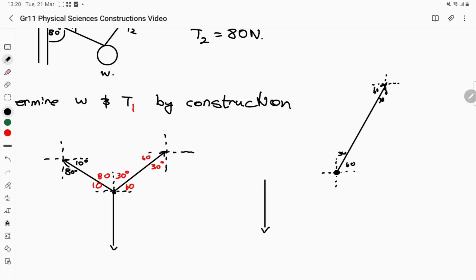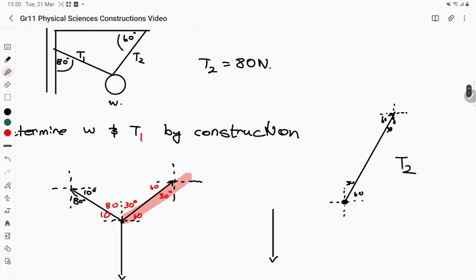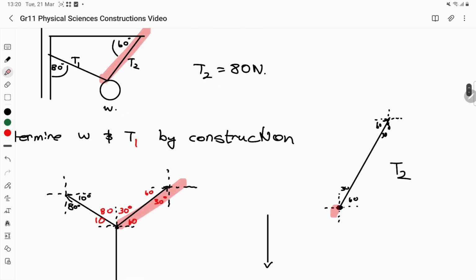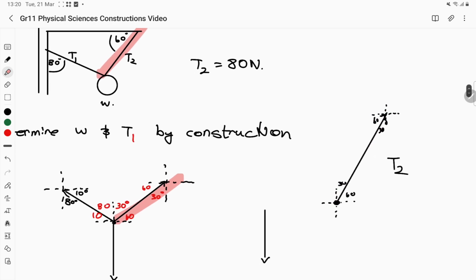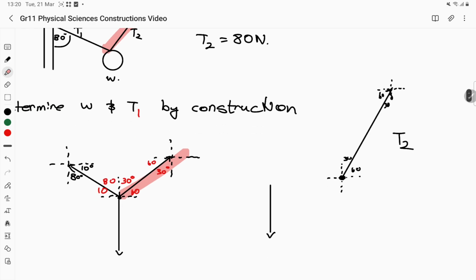Okay, so I drew the downward vector over here, but now I'm drawing the T2 vector. T2 came from here. There's our T2, up here. I drew it there. I actually did measure the angle of 60 and drew it with a protractor. So that's T2. And T1 will look like this.